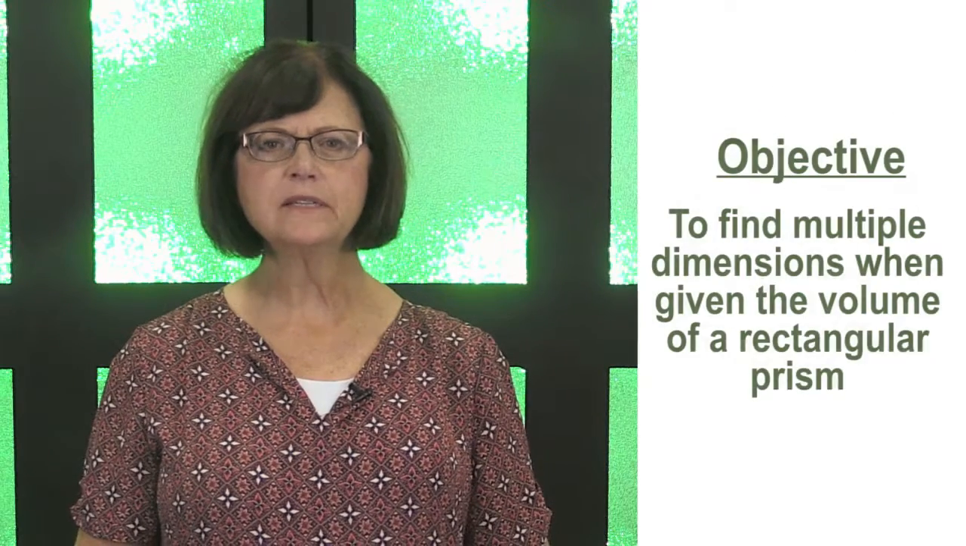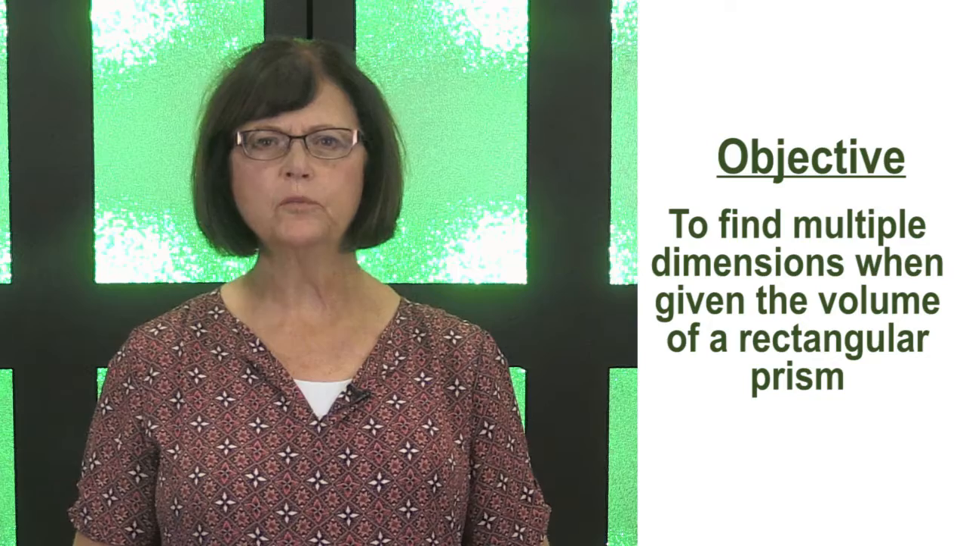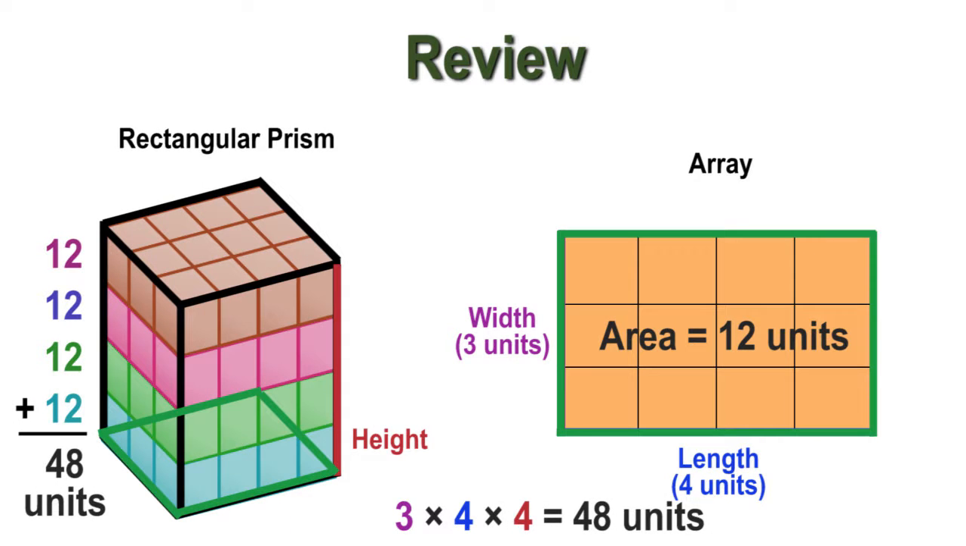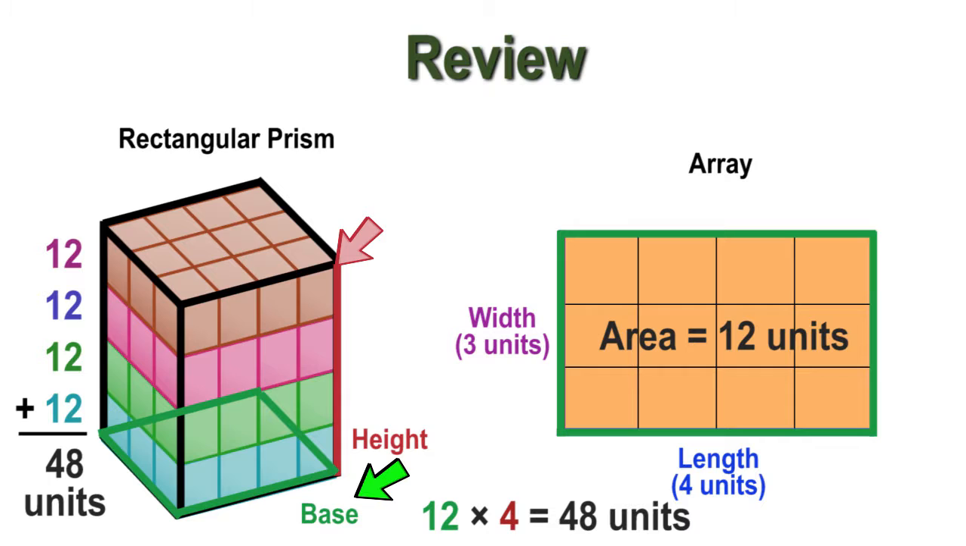The objective of this lesson is a task to find multiple dimensions when given the volume of a rectangular prism. In previous lessons, students have written situational equations to find the volume of rectangular prisms. Students can write these equations in two ways, by multiplying the length by the width by the height, or by multiplying the area of the base by the height of the prism.